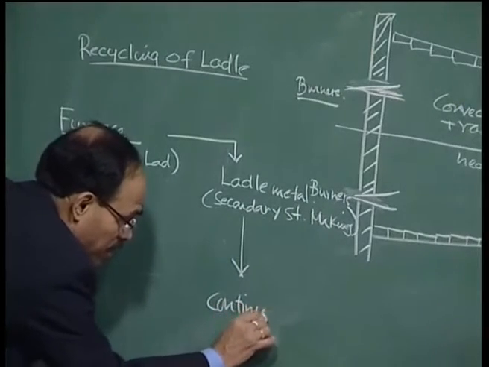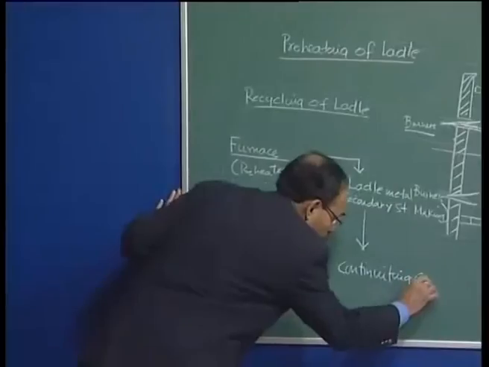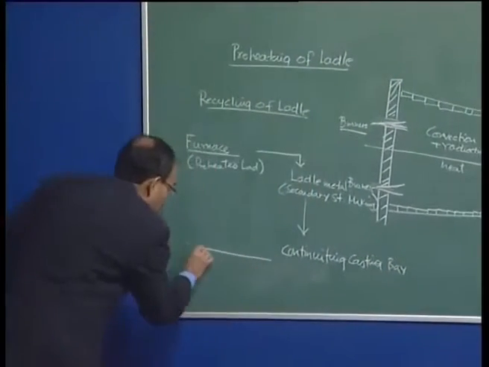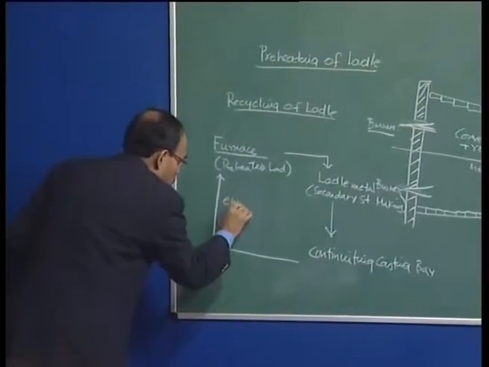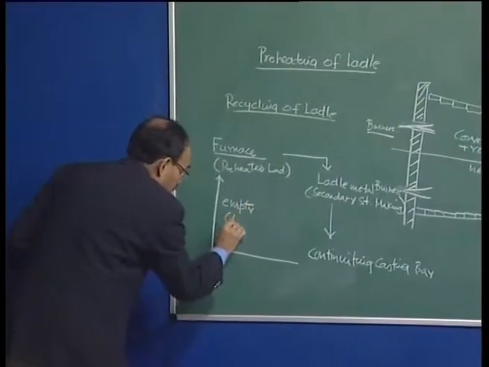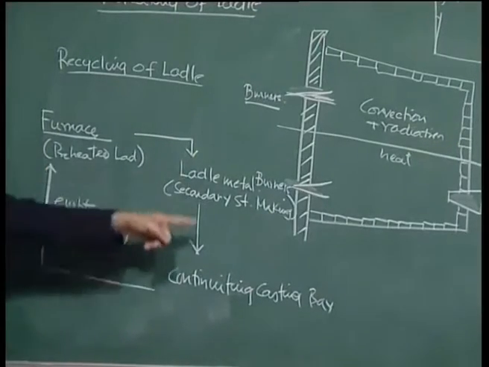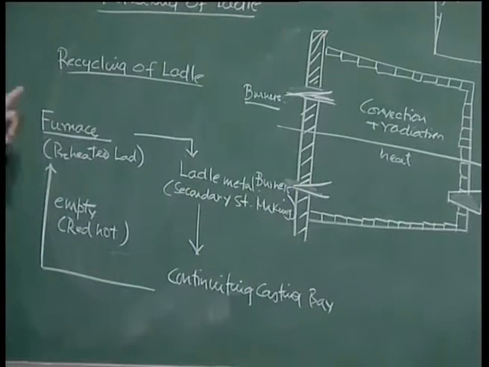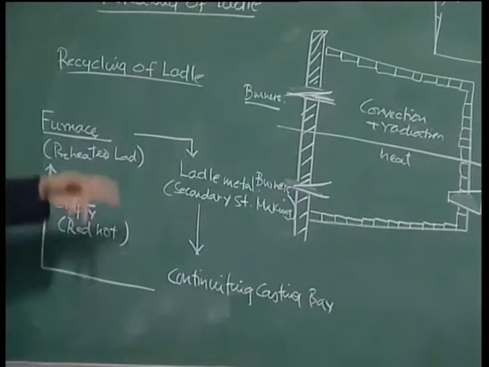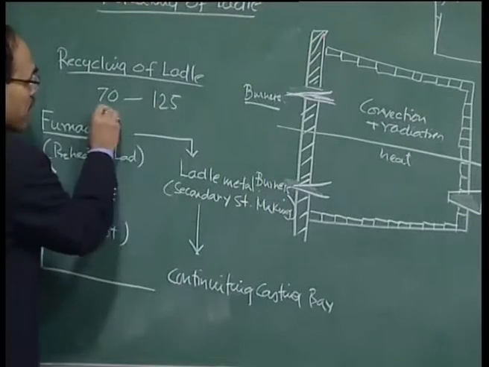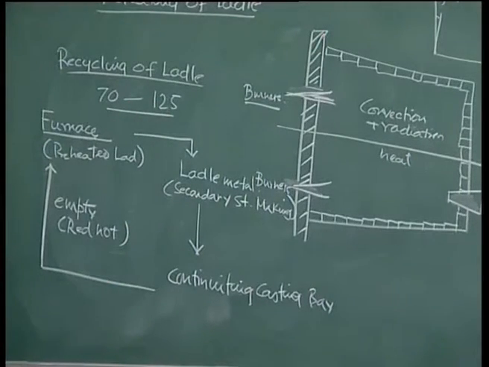The same ladle travels to the continuous casting bay, and then the empty ladle is brought here. Empty, but it is a red hot ladle, red hot, because it was containing steel. So this is actually called the cycling of the ladle. How many times can the ladle move in this cycle? It depends, maybe 70 hits. It can go up to 125 hits. Those are the figures that I have from my own experience, particularly with the Indian steel industry.